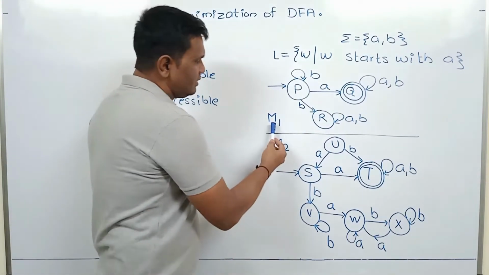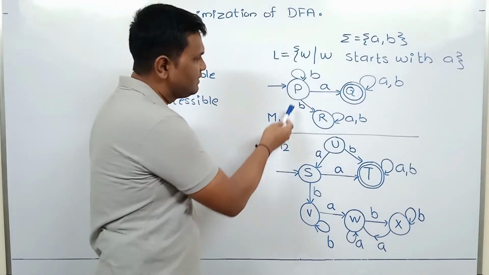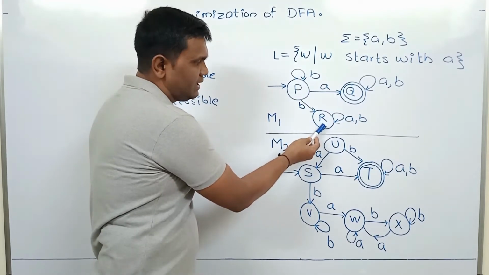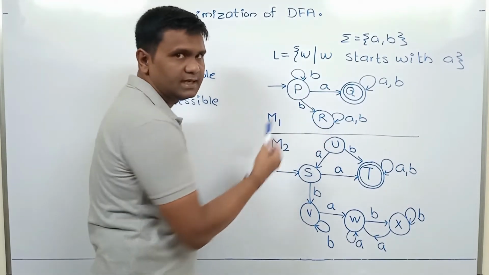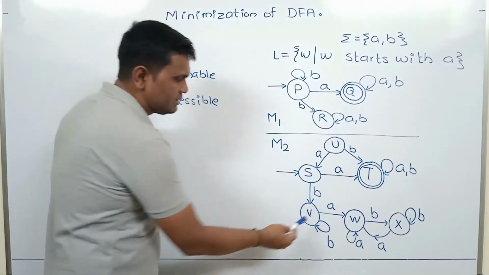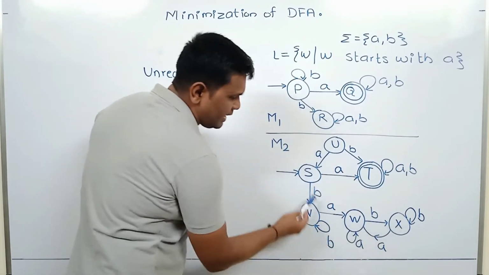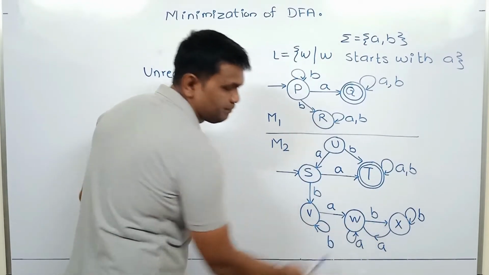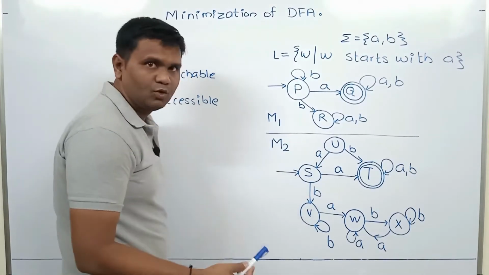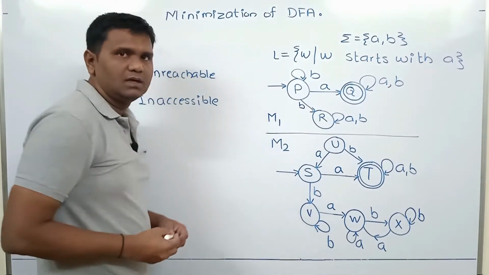Also, in DFA M1, state R is trap state. If the string is starting with B, the processing will enter state R, it is trap state, and the string is rejected. In DFA M2, same work is done by 3 states. States V, W, X, they are reachable from initial state, but whatever work is done by one state in M1, same work is done by 3 states together in M2.